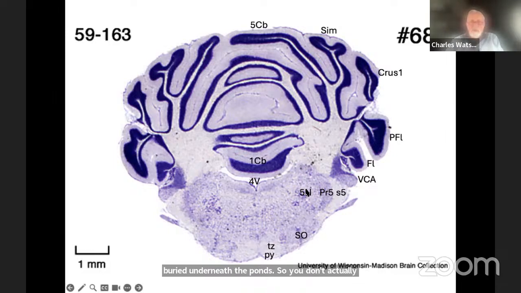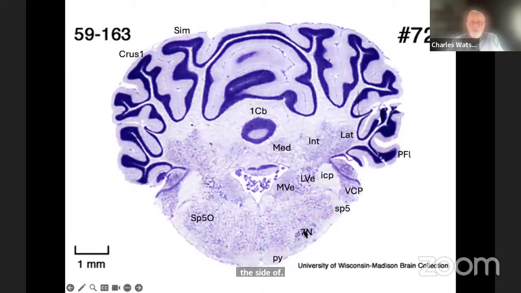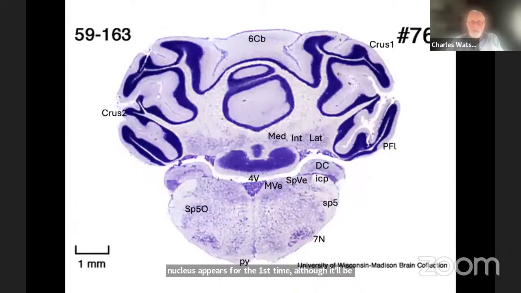But the fifth, the motor nucleus of 5, you can see the big motor neurons on the side over there. As we go back a bit further, the seventh cranial nerve nucleus appears for the first time, although it'll be bigger later, and the vestibular nuclei appear at the top. And if we go to the next, we can see the very big motor neuron group of the facial nucleus. And of course, when you look at human sections, it's kind of buried above the main pontine crossing, so we don't get a very good look at it in human sections.